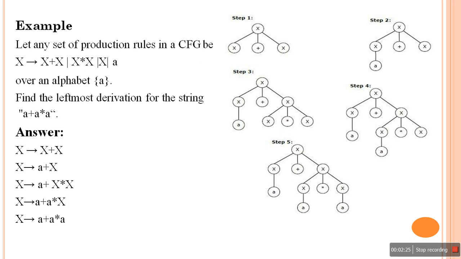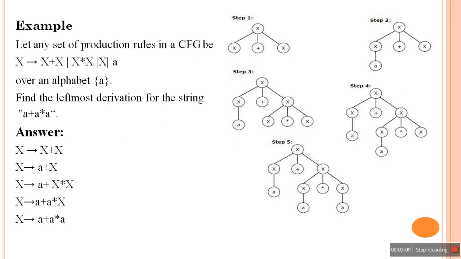For getting the leftmost derivation for the string, we have to replace the production rules in the leftmost variable of the string. So let's start. The x is the root vertex, so we place x in the root vertex. This x is replaced by the production rule x plus x. Now in the leftmost derivation, we replace the leftmost x variable with the further production rule. The leftmost x is replaced by a, and we get step 2.